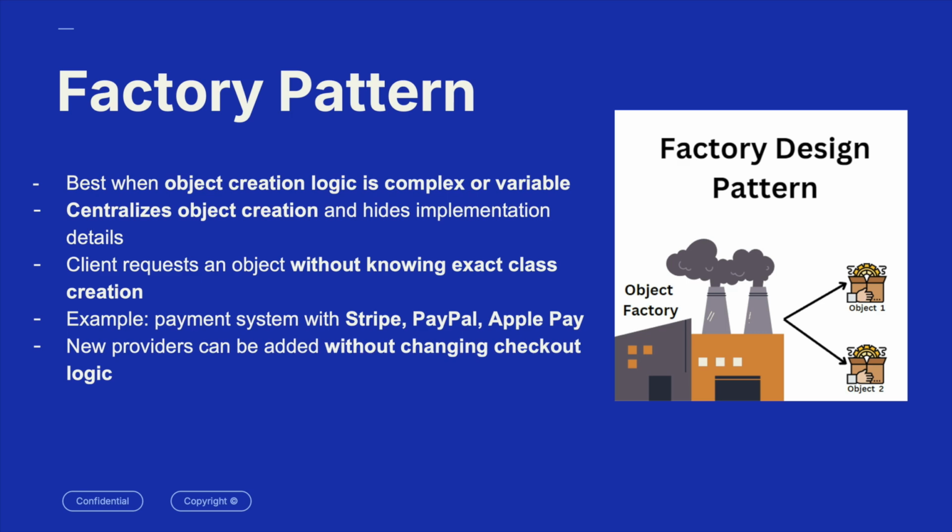The factory pattern is most useful when object creation logic becomes complex or variable. Rather than having the client component directly create objects, a factory centralizes the creation process and hides the implementation details. A practical example is a payment system that supports Stripe, PayPal, and Apple Pay. Without a factory, the checkout component might contain multiple conditionals that instantiate different payment processors. With a factory, the checkout component simply requests a payment processor and the factory returns the correct implementation. This improves modularity and makes adding a new provider much easier without modifying the checkout logic.